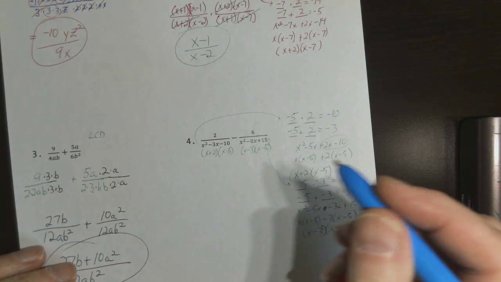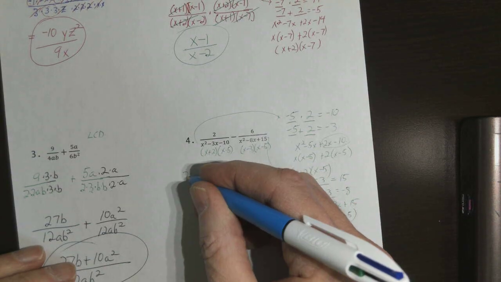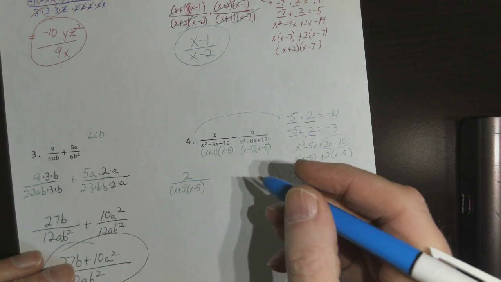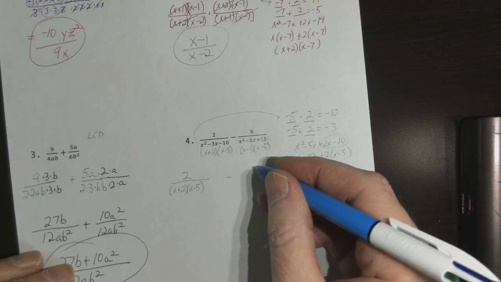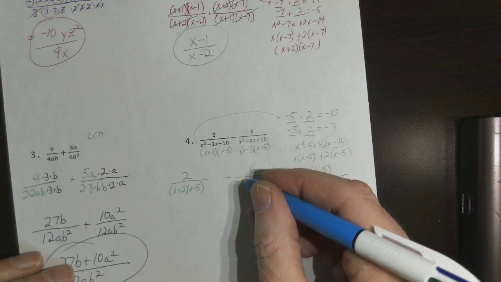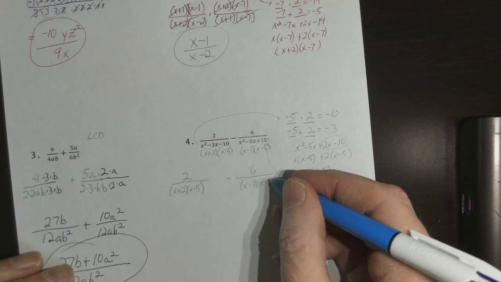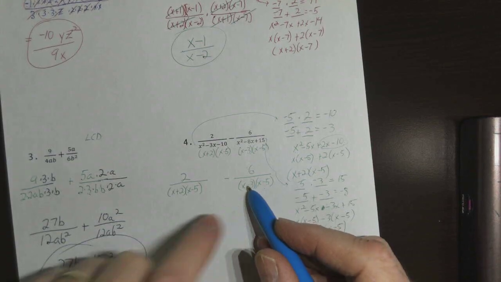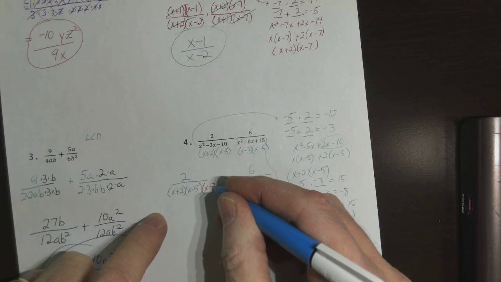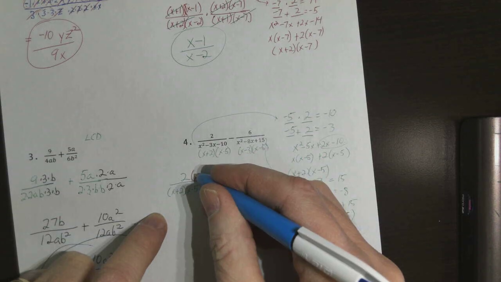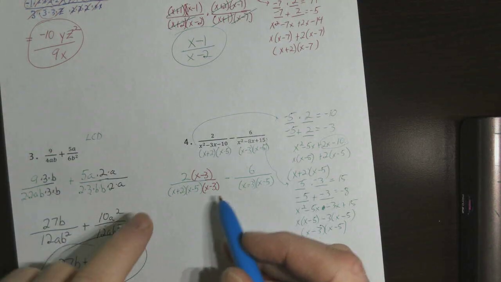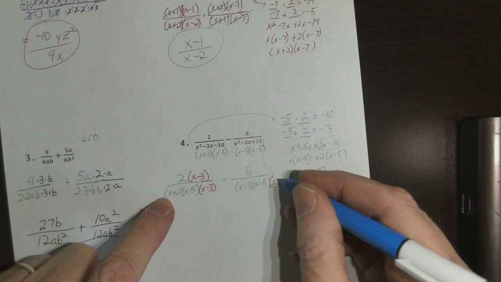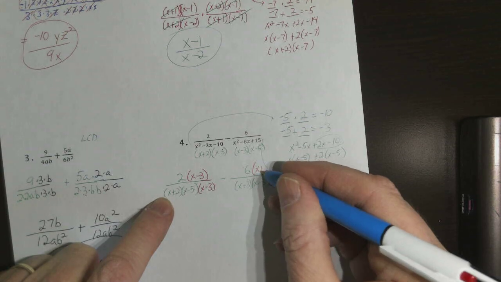I'm going to rewrite this. 2 over x plus 2 times x minus 5 minus 6 over x minus 3 times x minus 5. And this has an x minus 3, this one does not. So I'm going to put an x minus 3 over here because we need that least common denominator still. And I'll put that x minus 3 there. Both have x minus 5, but this has an x plus 2. So I'm going to put an x plus 2 here, an x plus 2 here.